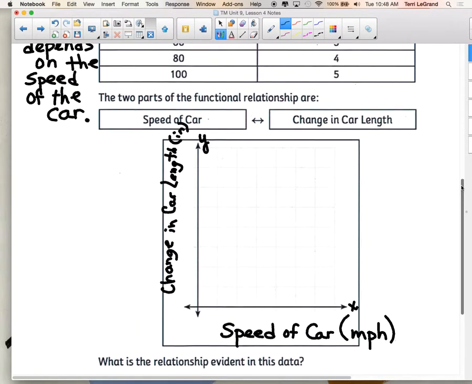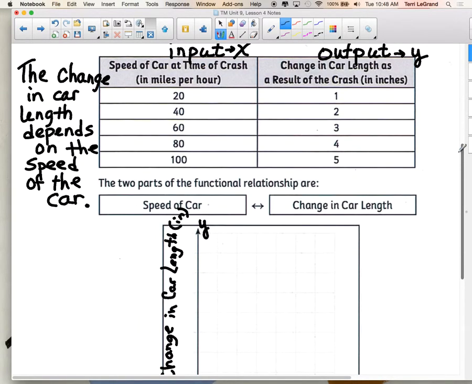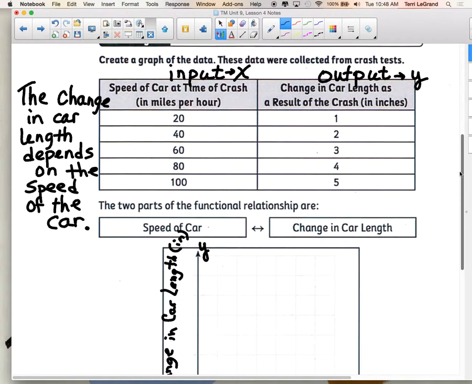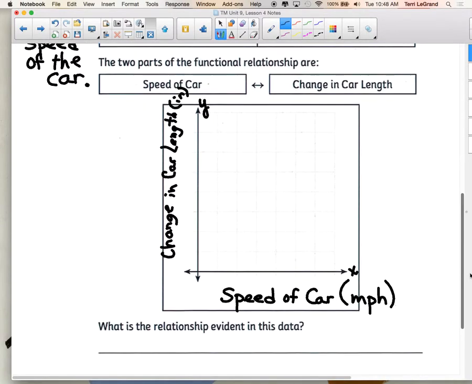Okay. Well, since these go up by 1s and these go up by 20s, that means we could use a scale of 1s on the Y-axis, and we could use a scale of what on the X-axis? 20s. Every grid line would go up 20, go over 20.